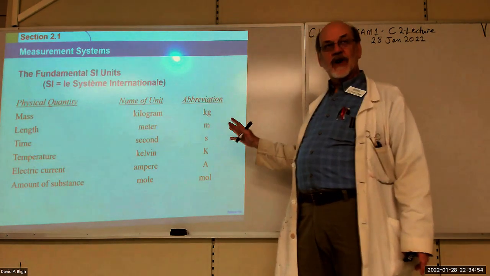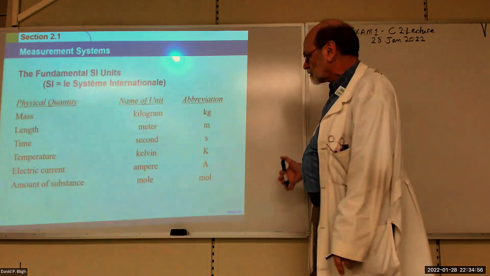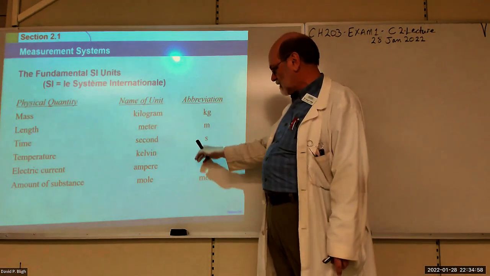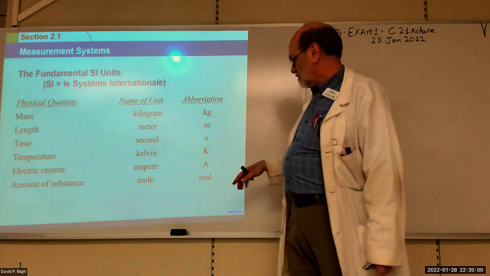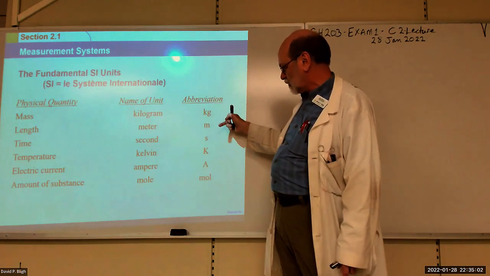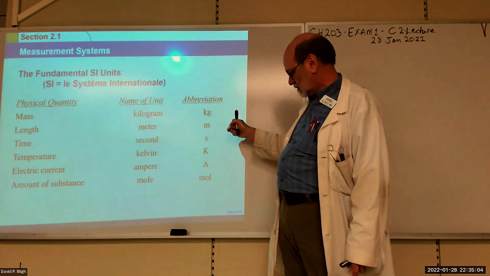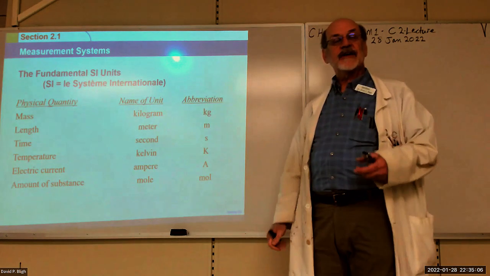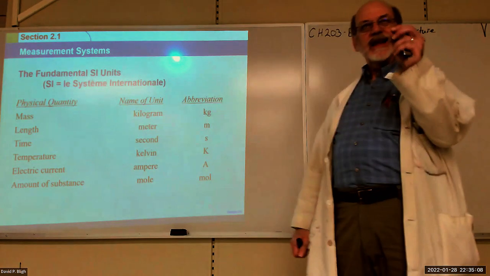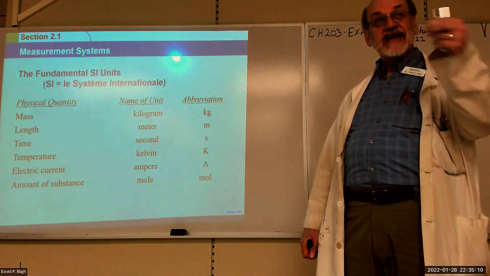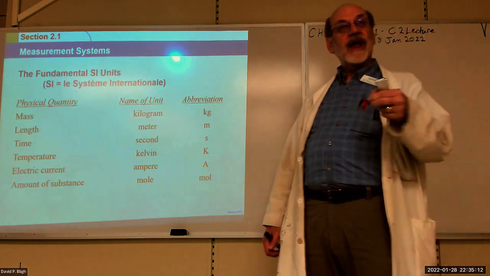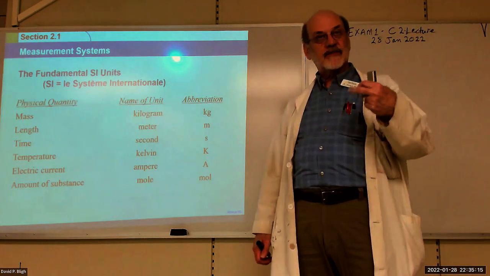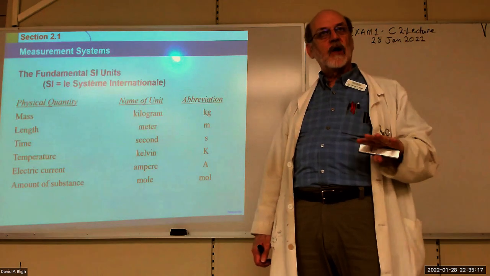Derived units require that we prefix, most usually this one and this one, with a letter that has a meaning. It either means multiply by something or divide by something, make it bigger or make it smaller.